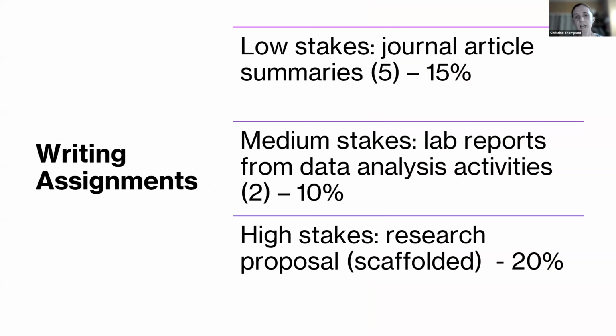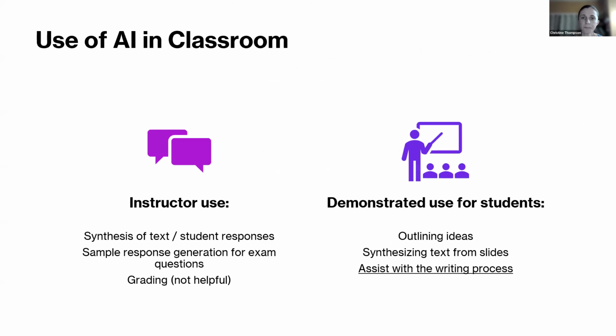So the low stakes assignments were journal article summaries, where they had to write a summary and reflect on journal articles. Medium stakes were lab reports that they had to do from data analysis activities that we did in class. There were two of those. And the one that I'm going to focus on for this talk was our high stakes assignment, which was a research proposal, and it was a scaffolded assignment worth 20% of the grade.